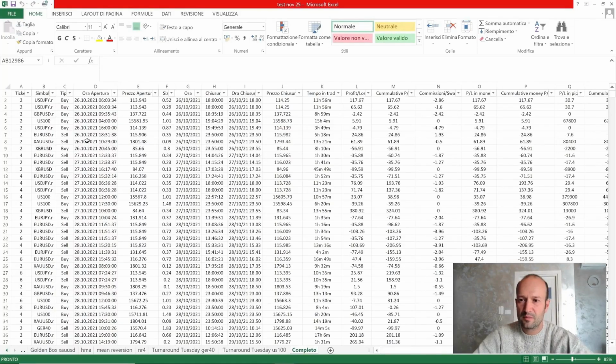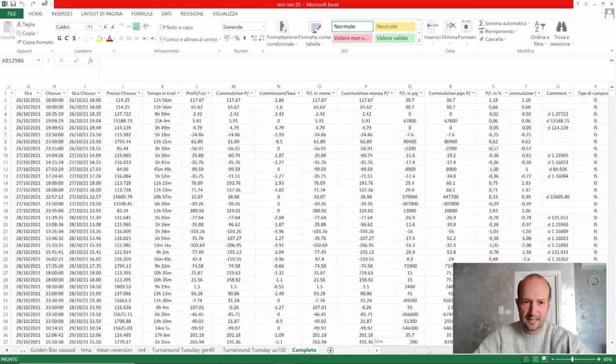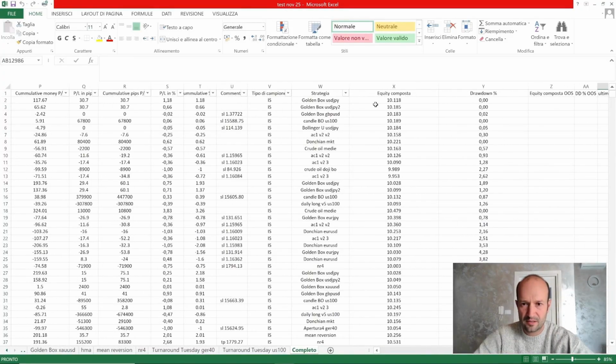So let's pick up from here with our database of all the trades we've made with the various expert advisors during this 4-year test period plus 10 months of out of sample. The first thing we need to calculate, which will be useful to us, is the composite equity line curve. How do we calculate this equity line?